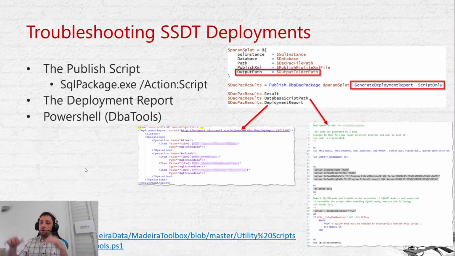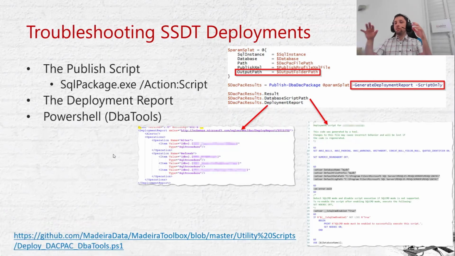At the bottom of the screen, you can see a link to our GitHub repository with an example PowerShell script that performs deployments using dbatools. You can go ahead and peruse it and use it as an example or as a starting point to develop your own deployment script.